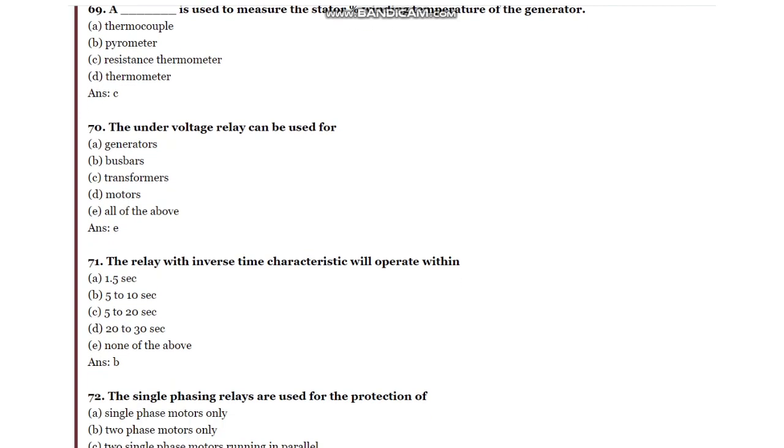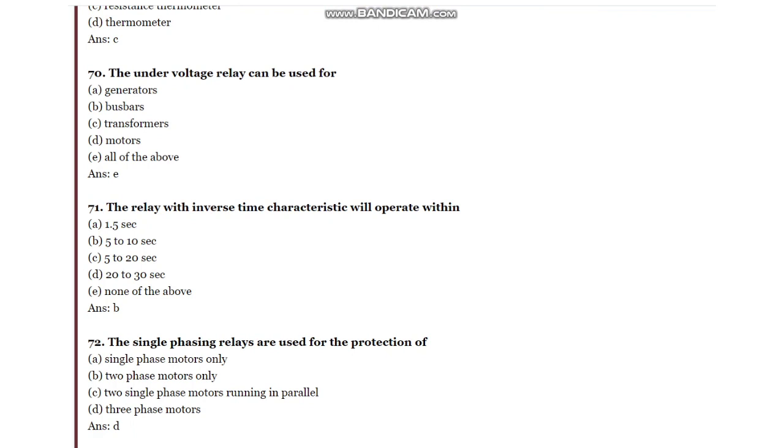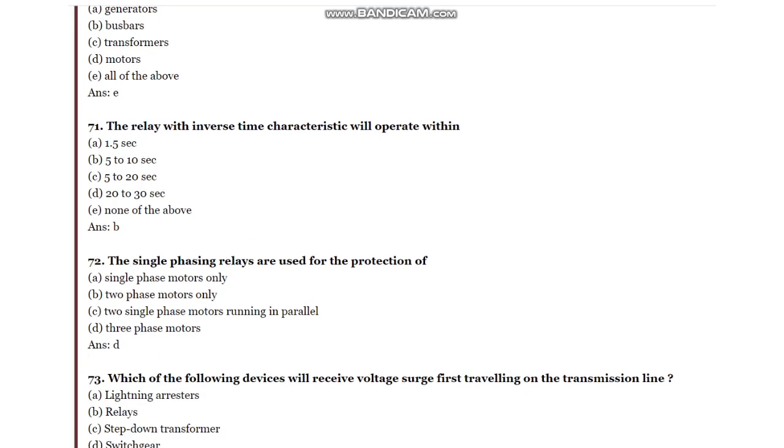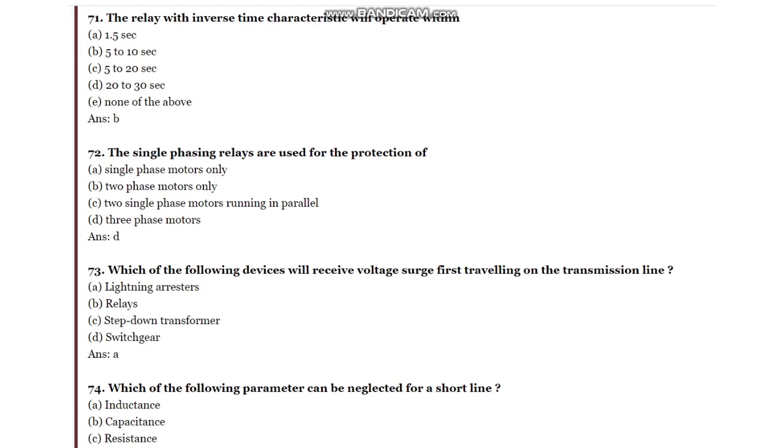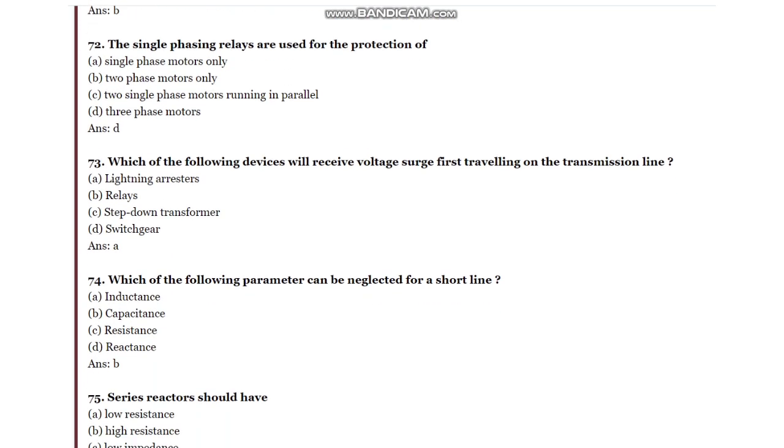Then question number 70 is the under voltage relay can be used for what? It is used for generator, bus bars, transformer and motors, that means all. The relay which has inverse time characteristics will operate within 5 to 10 seconds. Question number 72 is the single phasing relays are used for the protection of three-phase motors.